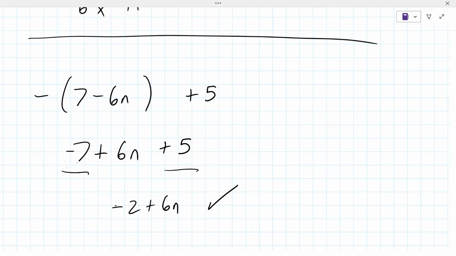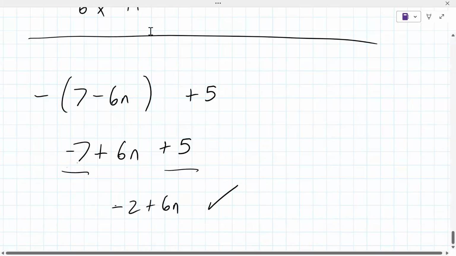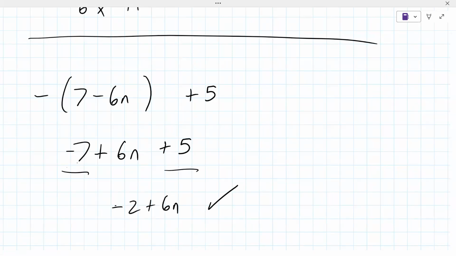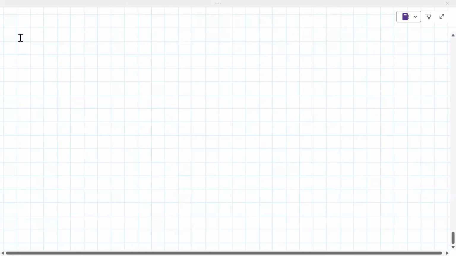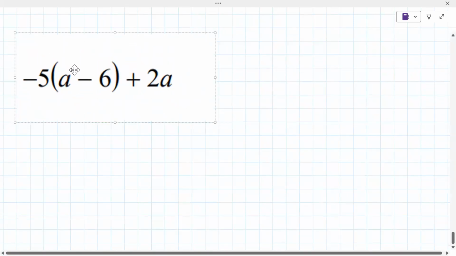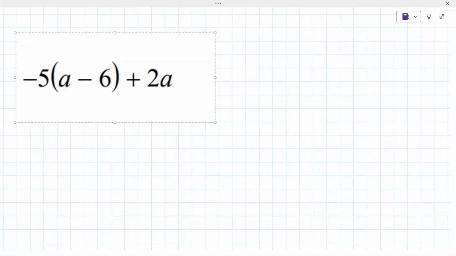All right, any questions on that before you try a few on your own here? No. Okay. So this one's slightly different, but I think you can do it. I'm gonna just put it in front of you. It's the same process. You're gonna distribute that number in, and then you're gonna combine any like terms.